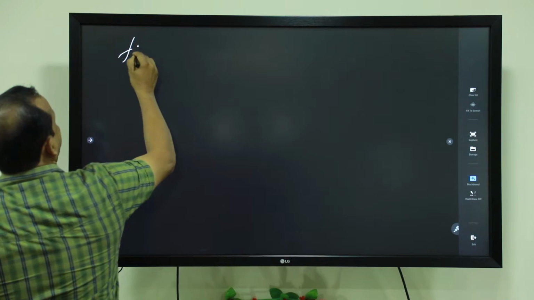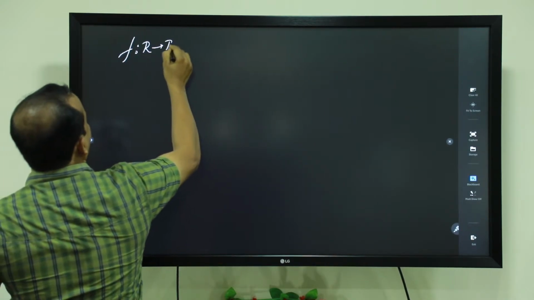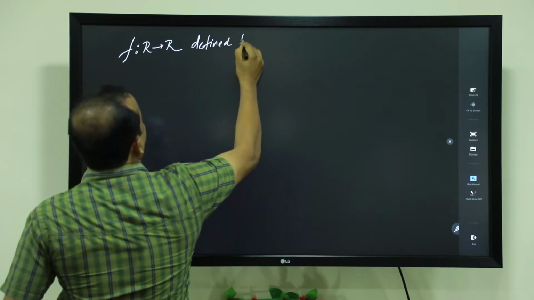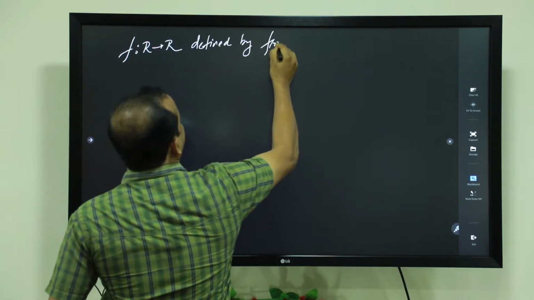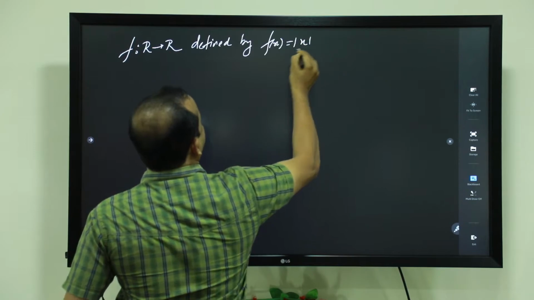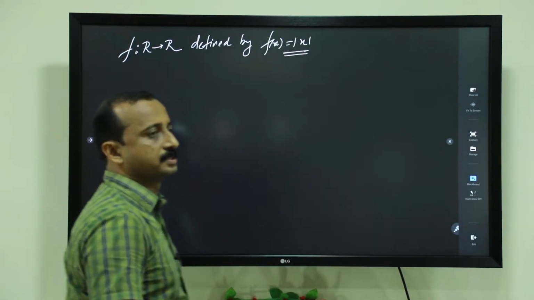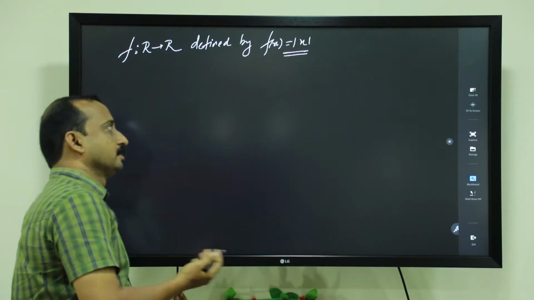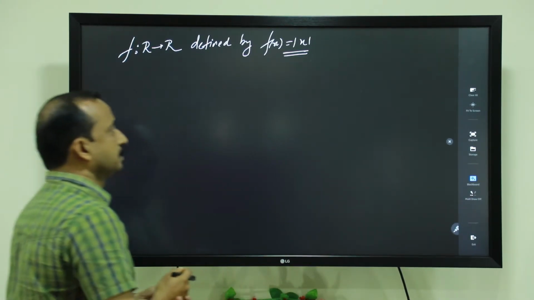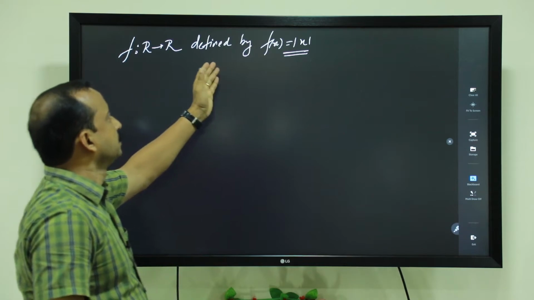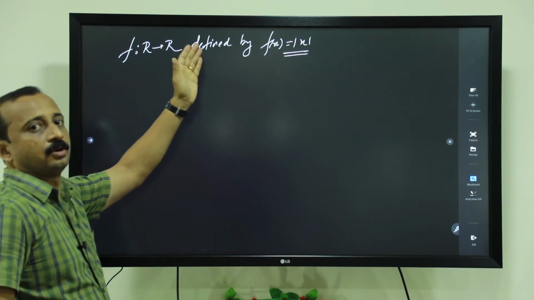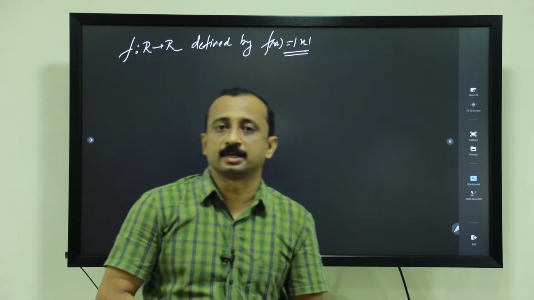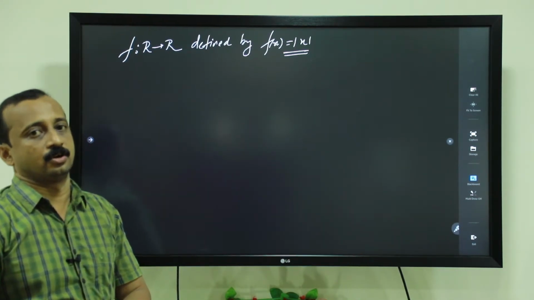A function f from R to R defined by f of x is equal to mod x. It is a modulus function. This function was already learned in your first year classes. It is a different form of function, and here we check whether the given function is 1-1 or onto.